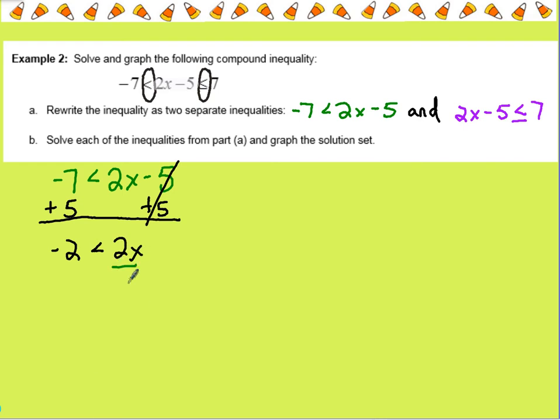Then I'm going to divide by 2. And x is now by itself. X is greater than -1, or we may rewrite it just like that. When you're ready, rewrite the second inequality and solve that one also.